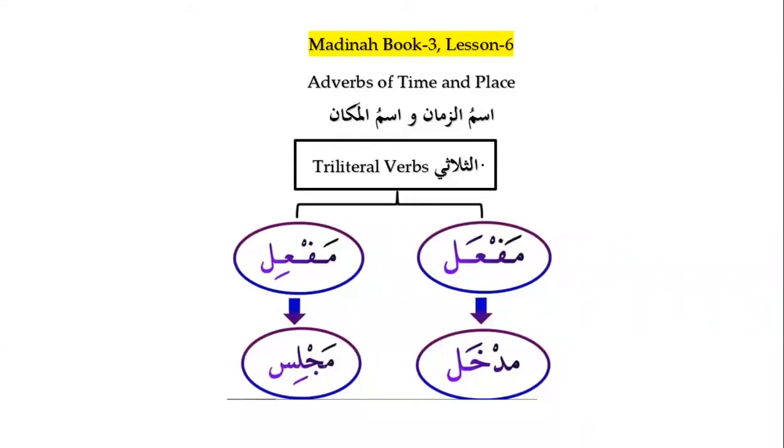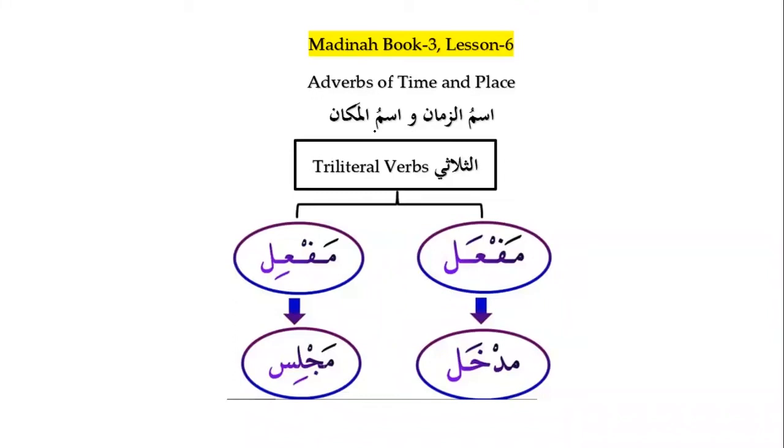About ism al-zaman wa ism al-makan. So these are also derived forms that are derived from the verb, and we call them mushtaqat. Two of the mushtaqat we have already completed in the previous lesson, and two of them we will complete today, inshallah. Ism al-zaman wa ism al-makan.